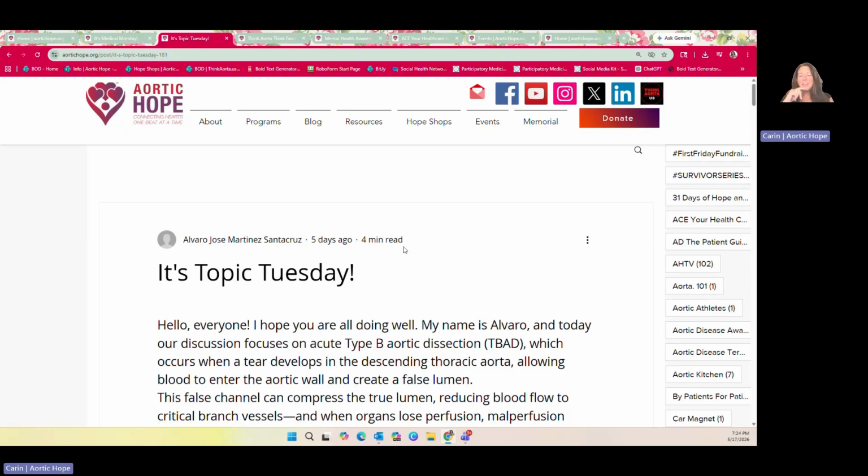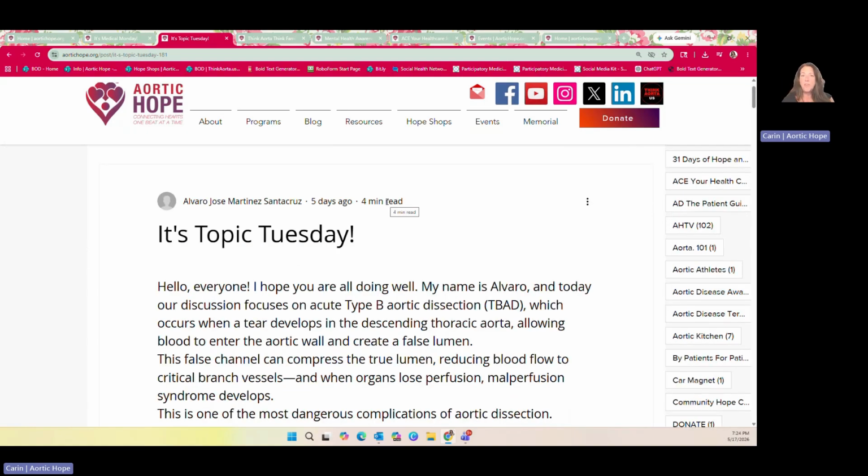Type B, descending. This occurs when a tear develops in the descending thoracic aorta, which allows blood to enter the aortic wall, just like it did on the type A. And what happens is it creates this false lumen, or false channel. The false channel can compress the true lumen and reduce blood flow to the critical branches. And when organs lose perfusion, malperfusion syndrome can develop.